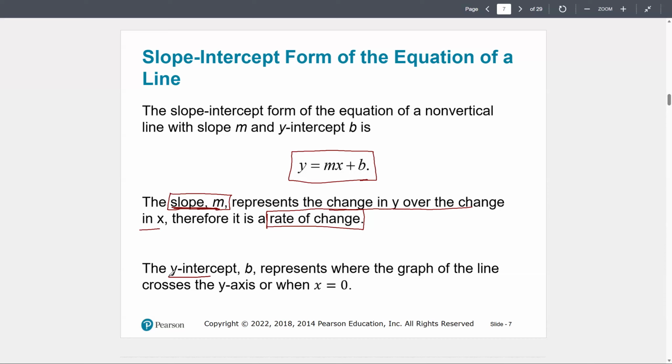Your y-intercept, we call b. So y-intercept is when x is 0. This represents where the graph of the line crosses the y-axis, or when x is 0. Sometimes we consider this to be like an initial value when we're talking about application problems, because initial value is when your x is going to be 0.